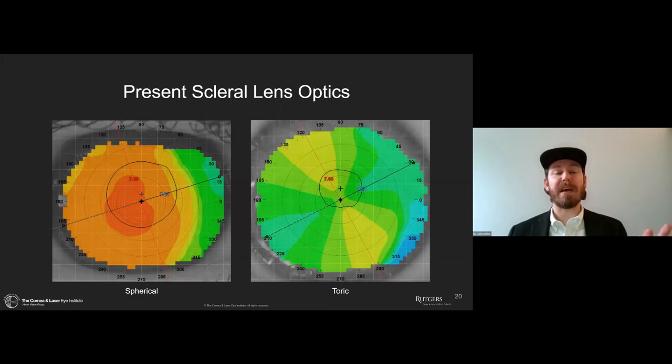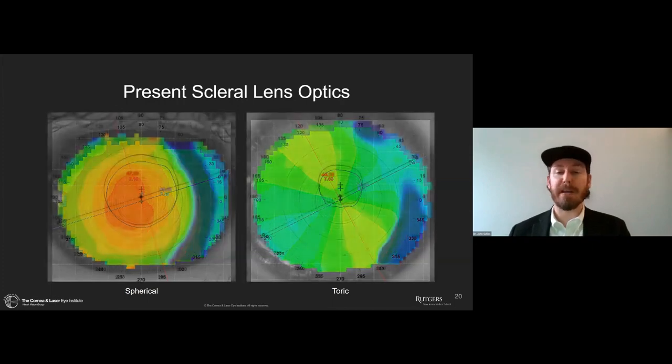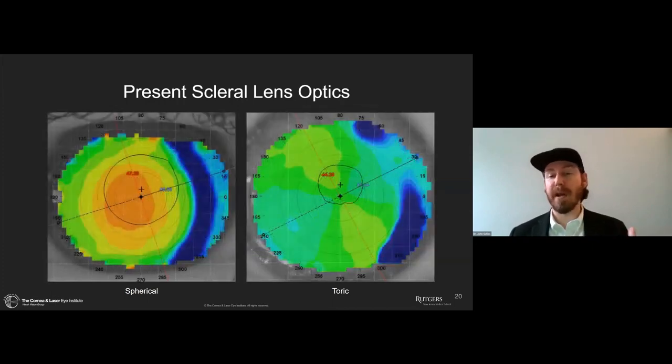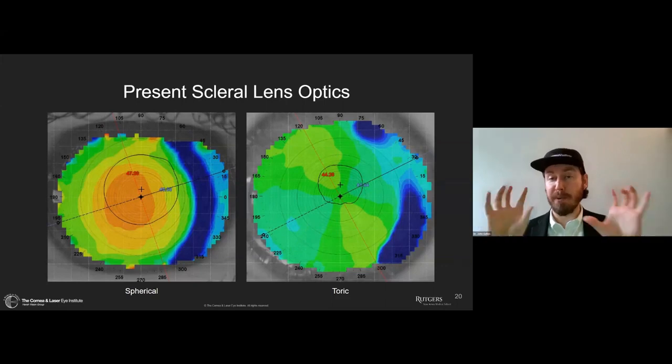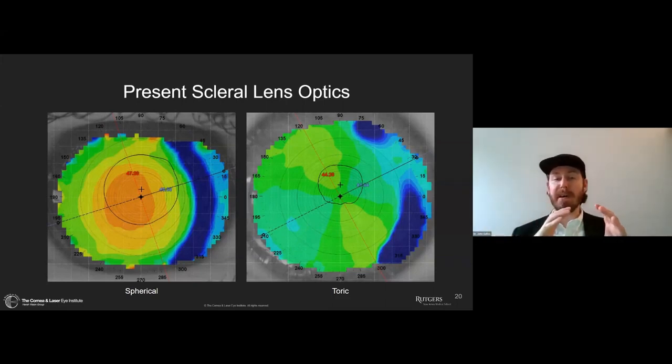So you can see on the left a spherical lens. What we're doing here is I just took a Placido ring topography over the top so that you can understand the shape of the optics on the front surface of the lens. So you can see a spherical lens on the left, a toric lens on the right. And if we change this into a tangential map so that we can get more contour in there, you can see the contour of those optics a little bit better.